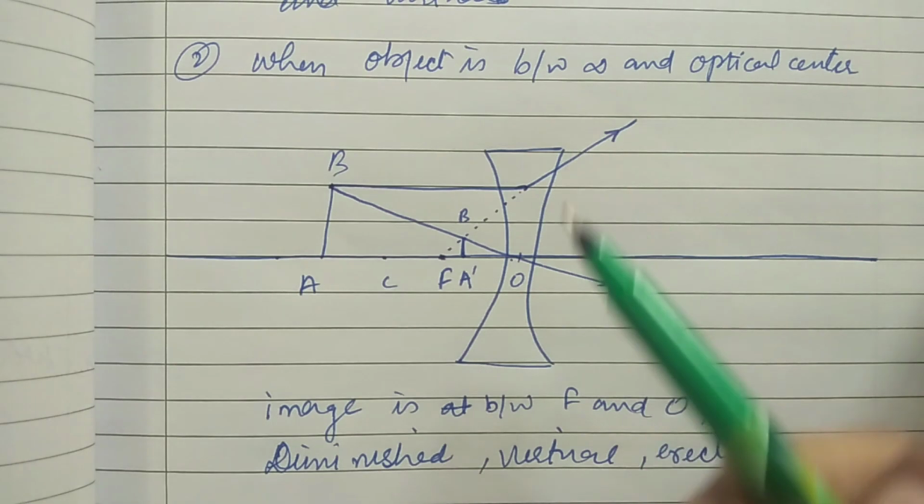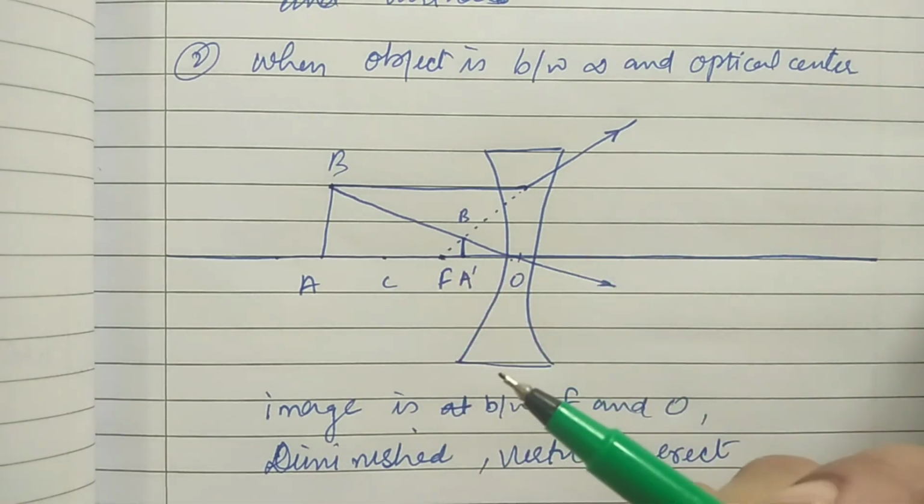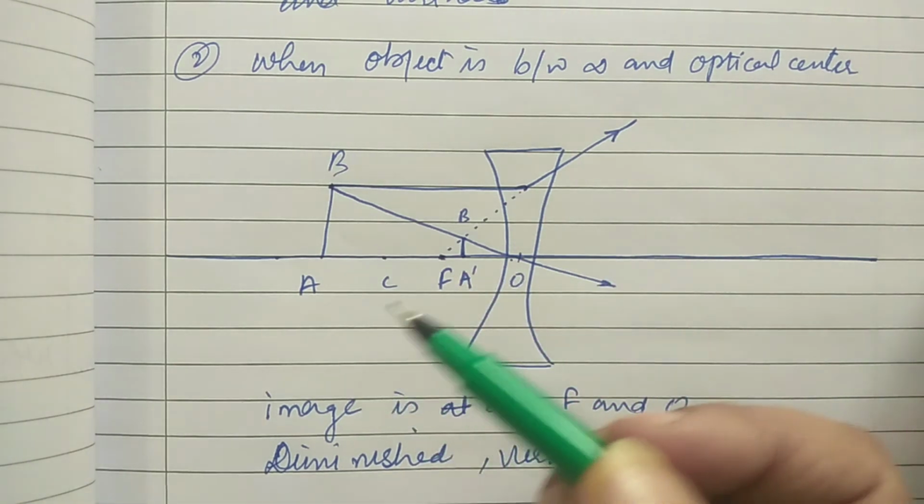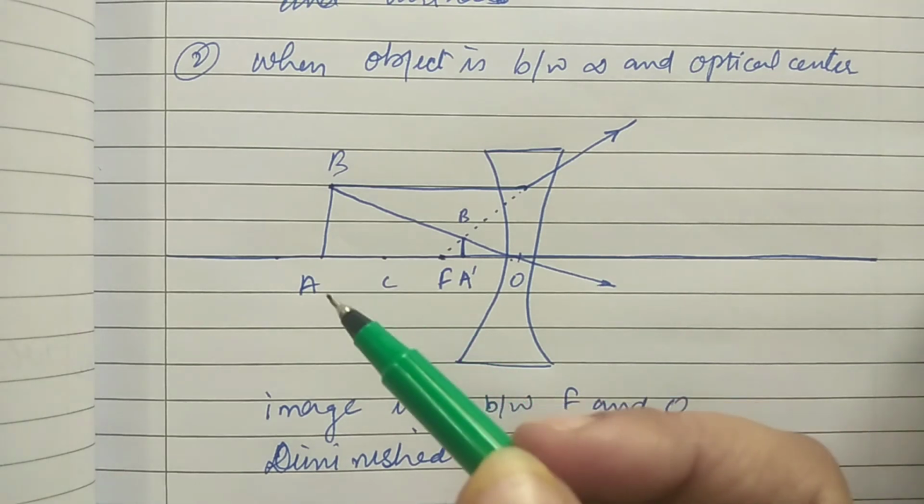So these are the ray diagrams for our convex lens and concave lens. Next we'll discuss the ray diagrams for the microscope and telescopes.